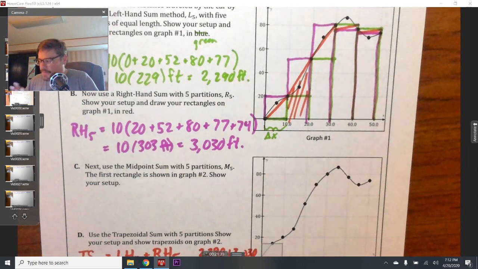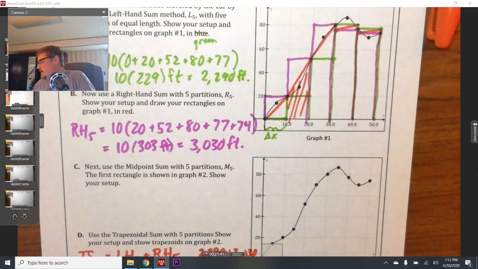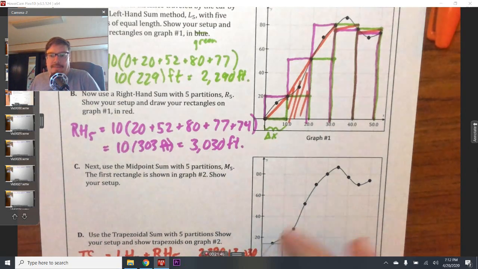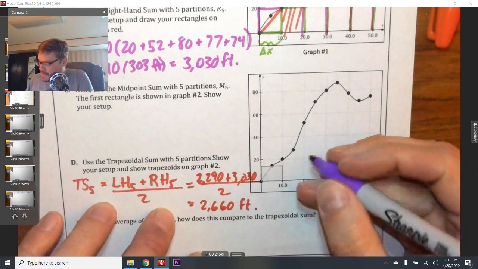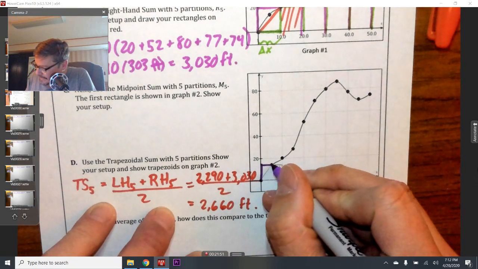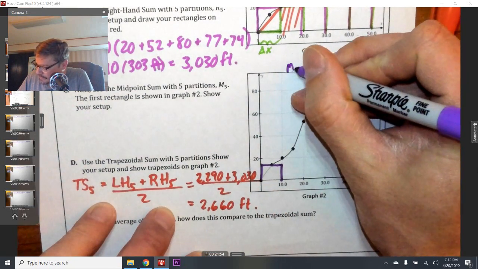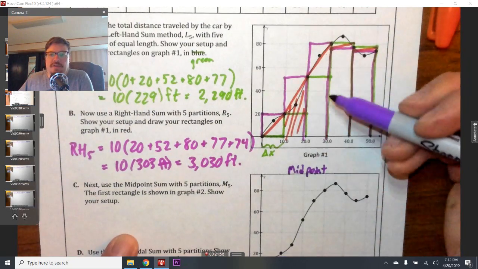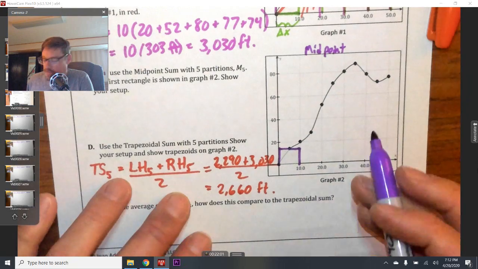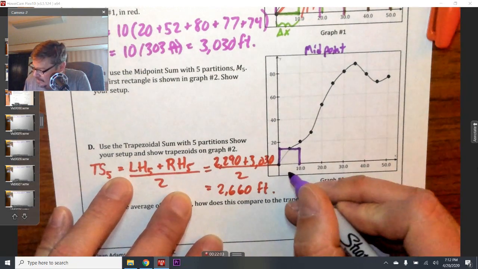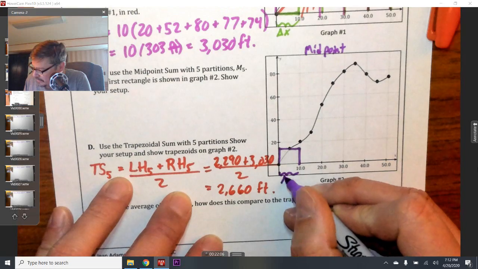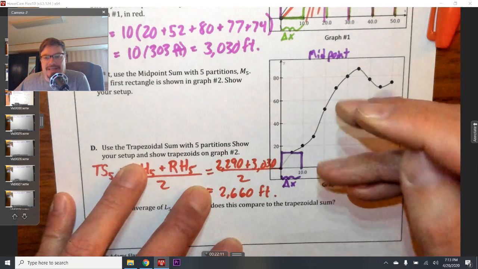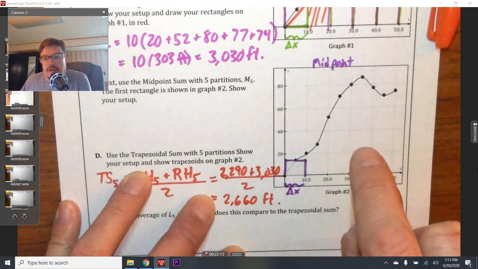But the midpoint, which I'm going to do in another color, is actually this shaded region here. I'm going to save this guy as a pure midpoint. You can see that I still have a delta x. Let's label this the midpoint, because it's going to be its own separate picture. The trapezoid uses the left and the right hand. For the midpoint, the delta x is still 10.